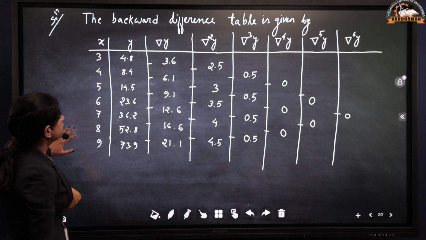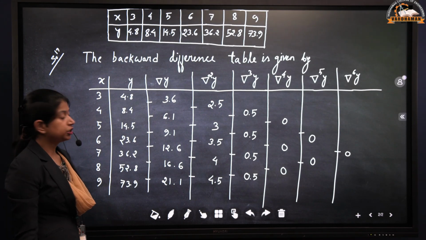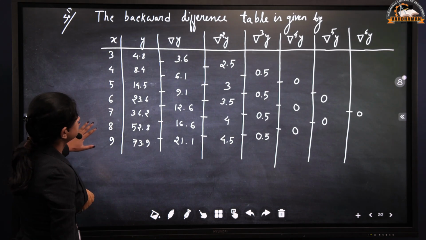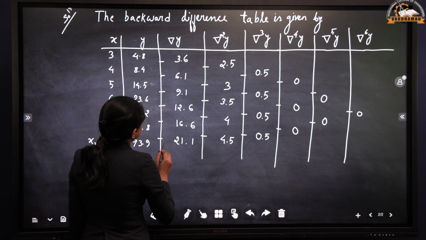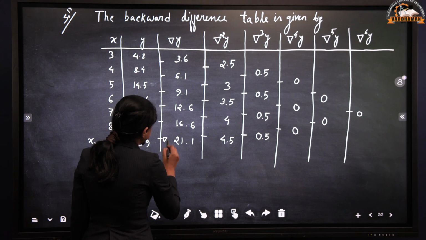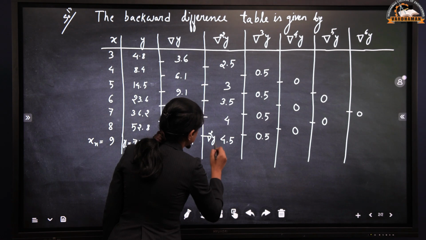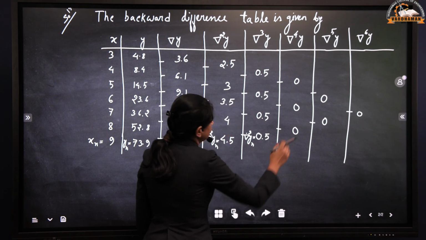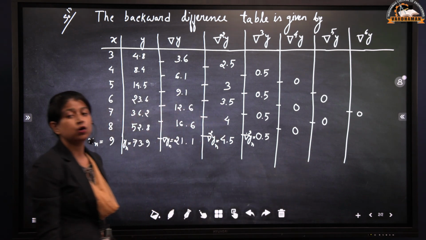Now in the Newton's backward interpolation formula, which terms are required? So look at this table. This is xn, this is yn, right? And this is first backward difference on yn. This will be second backward difference on yn. This is the third backward difference on yn. And fourth backward difference, fifth backward difference, sixth backward difference on yn, all are 0.